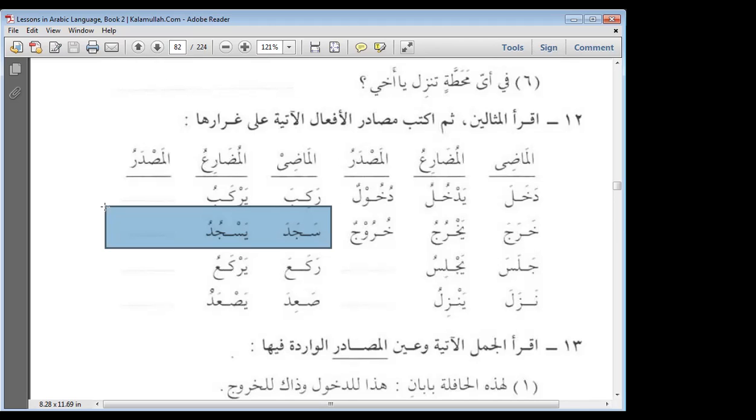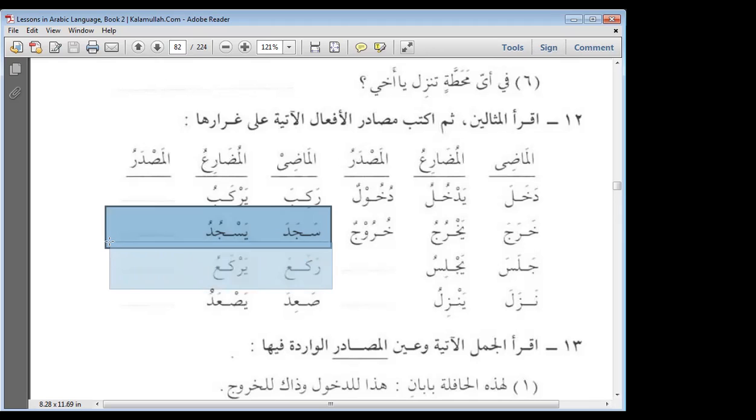Do we know what sajada means? Sajda is a prostration, right? So sajada, he prostrated. Yasjudu, he prostrates. Sujudun means prostration. So you know the different positions in salah. You have sujud, you have julus. Julus is when you're sitting, or you call it the jalsa position.